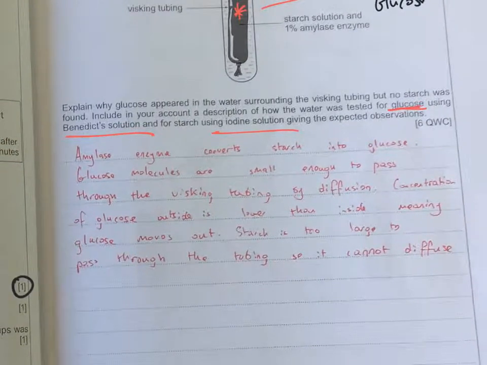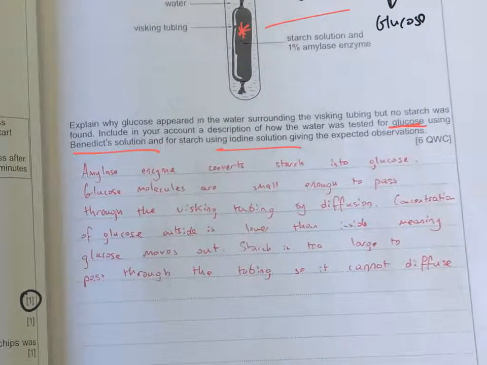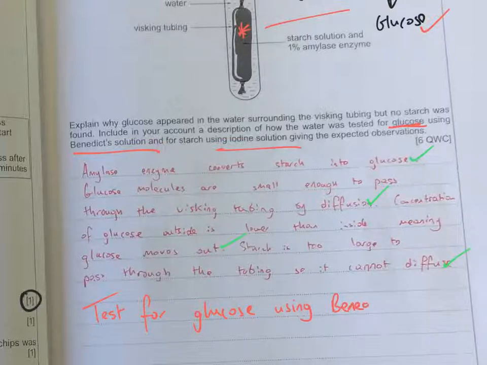So first of all, amylase converts starch into glucose. We've said that up there. I'll mark my answer as I go along, okay? Glucose molecules are small enough to pass through the Visking tubing. Glucose outside is lower, so it's going to move out. Now, starch is too large, okay? Now, we've got 2 tests to do, which they've said, and I'm going to continue writing that in the video now. So we test for glucose using Benedict's, as it says in the question.